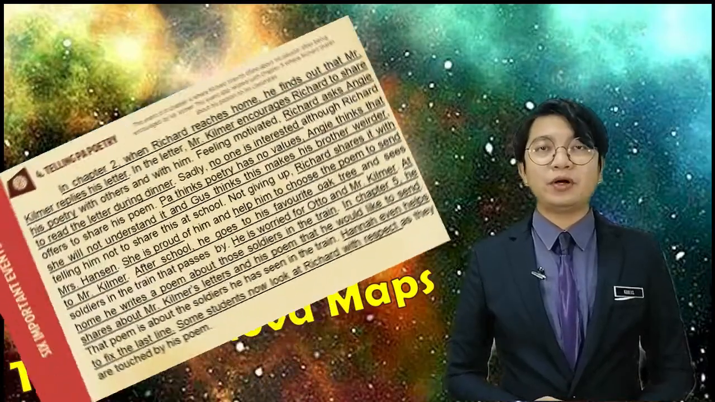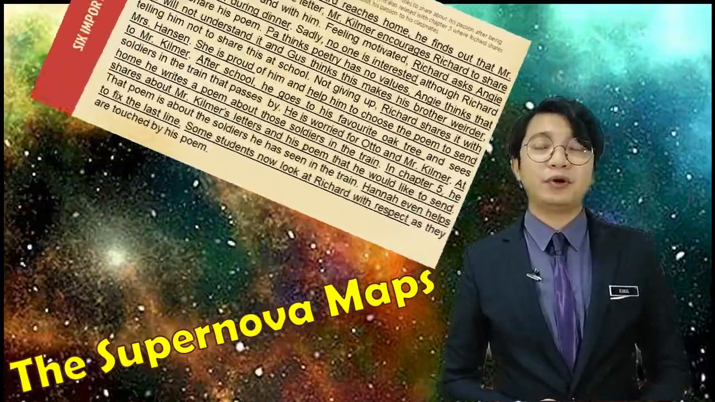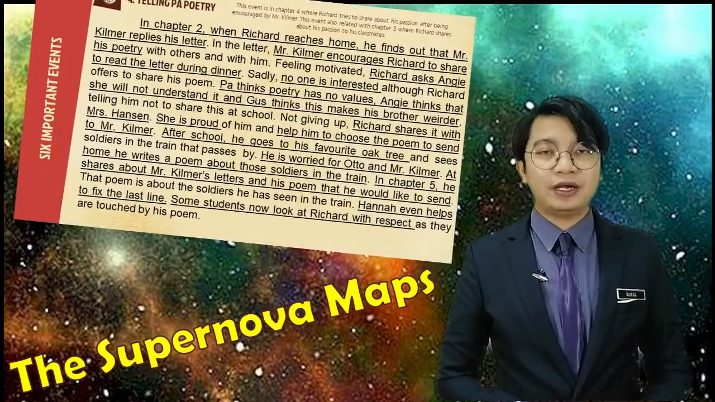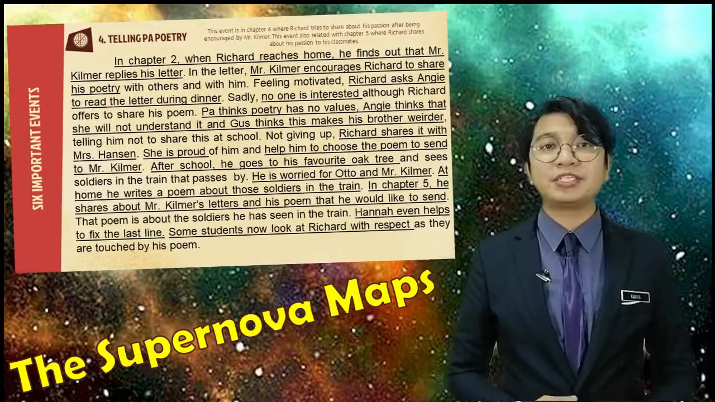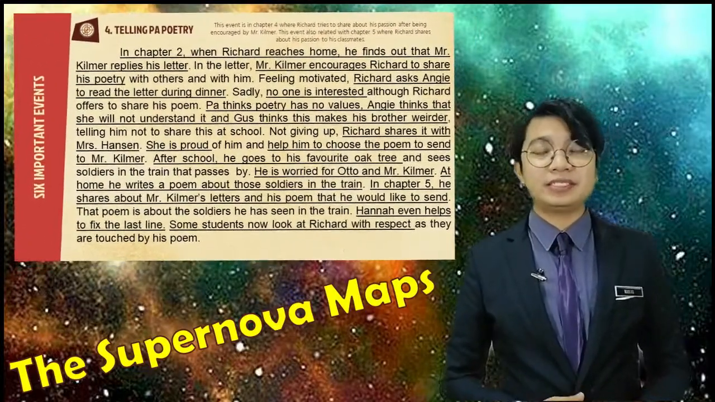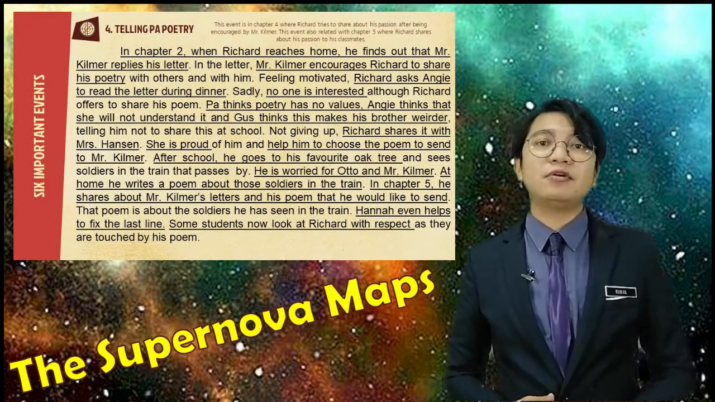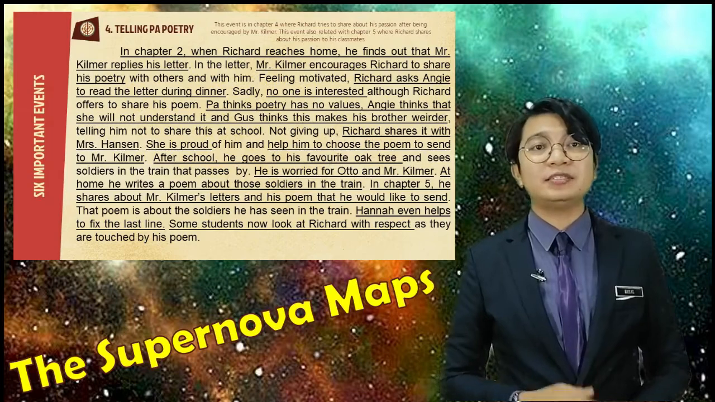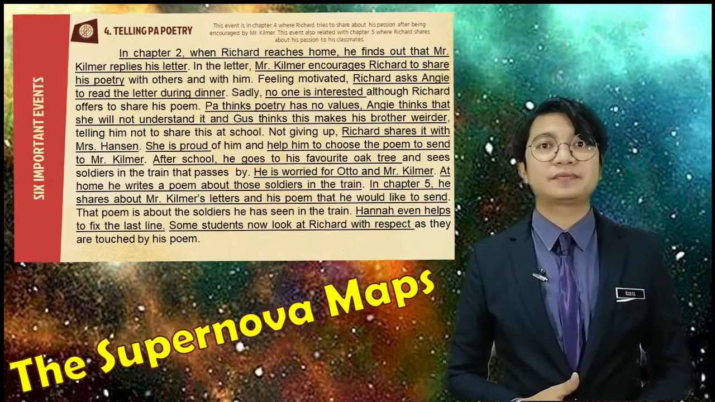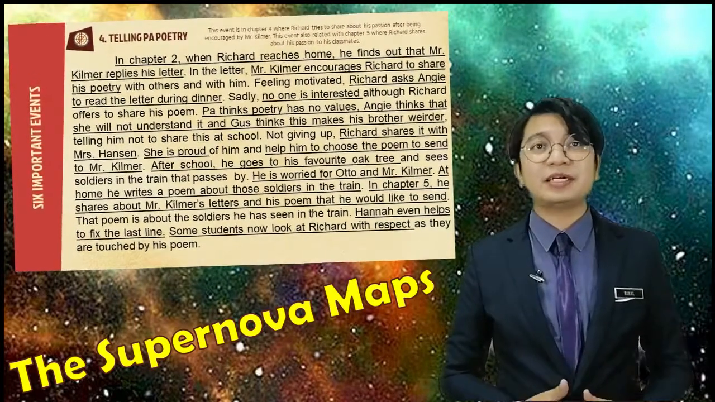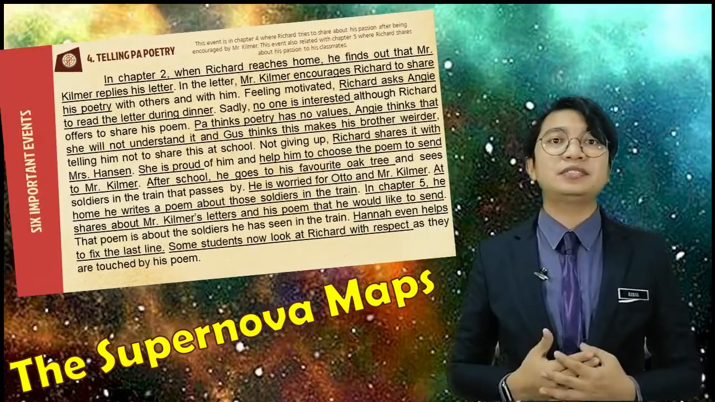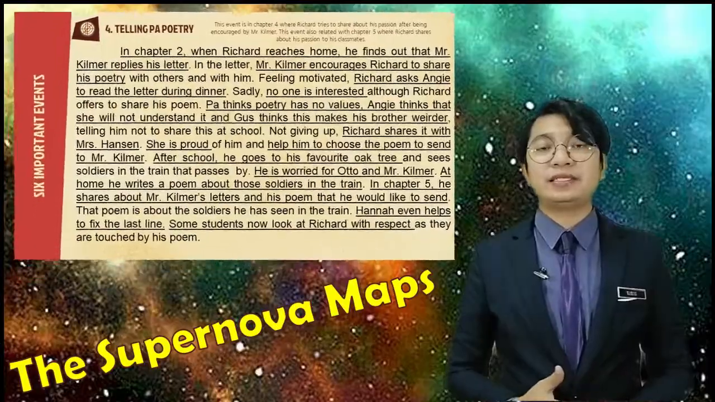The next important event is telling poetry. This event is in Chapter 4, where Richard tries to share about his passion after being encouraged by Mr. Kilmer. This event is also related with Chapter 5, where Richard shares about his passion to his classmates. This event describes how Richard finally opens up about his passions in poetry to his family and friends.